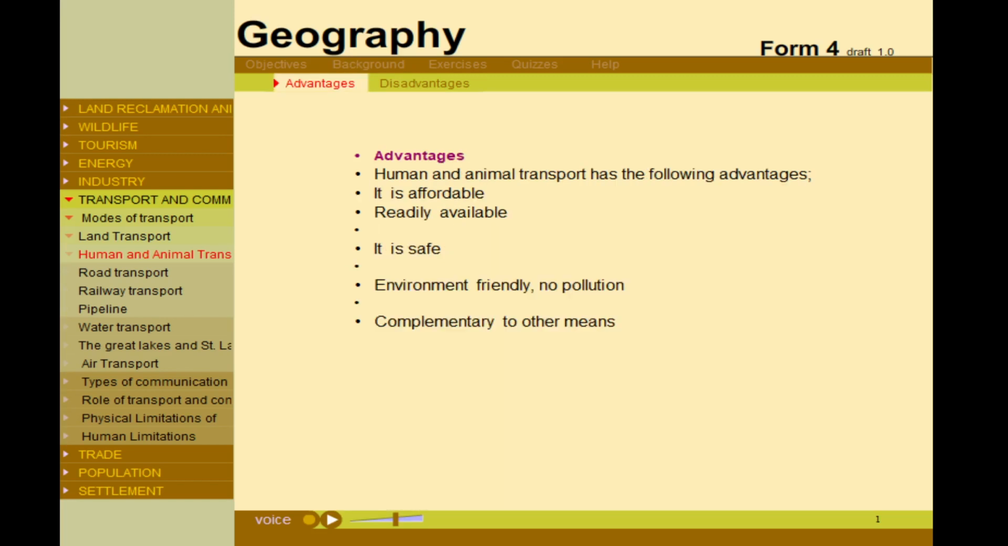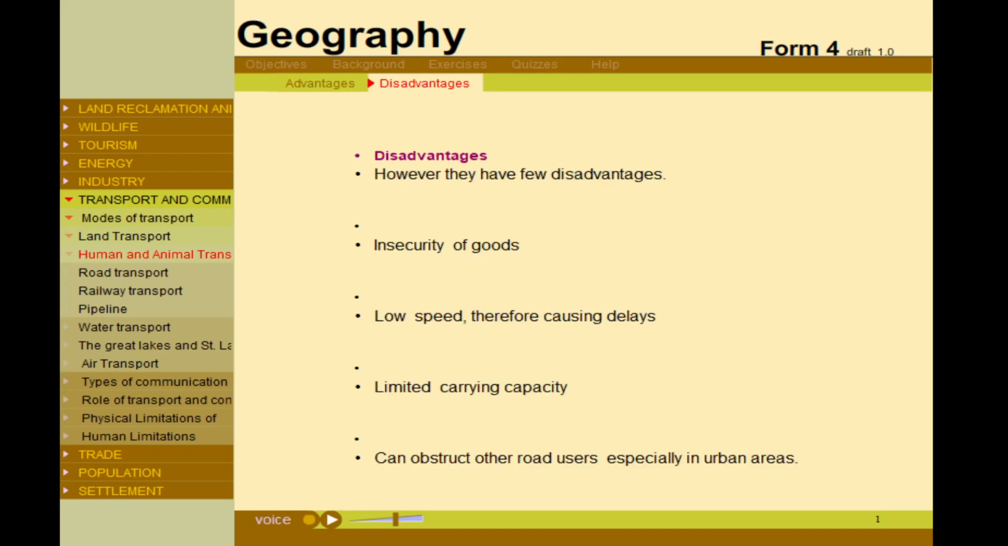Human and animal transport has the following advantages: it is affordable, readily available, it is safe, environment friendly, no pollution, and complementary to other means. However, they have few disadvantages: insecurity of goods, low speed, therefore causing delays, limited carrying capacity, and can obstruct other road users, especially in urban areas.